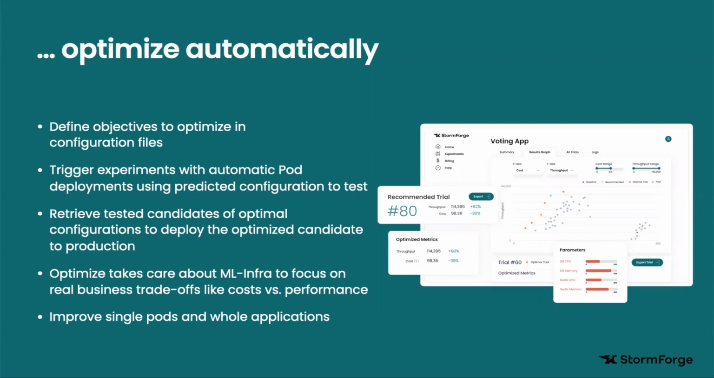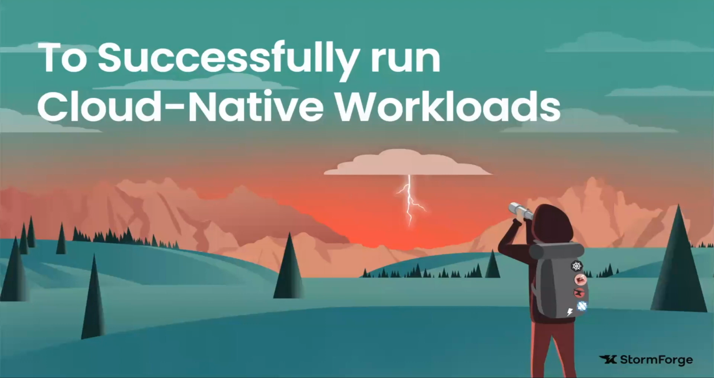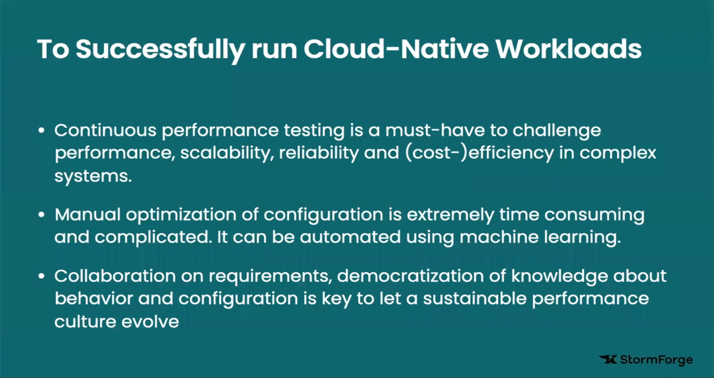All right, so again, what do we have to do to actually run cloud native workloads successfully? Maybe the most important thing is to get used to and start early with regular testing, continuous performance testing, of course. So you can make sure that you address the problem pillars from the very beginning, and challenge performance, scalability, reliability, and the efficiency of your system.